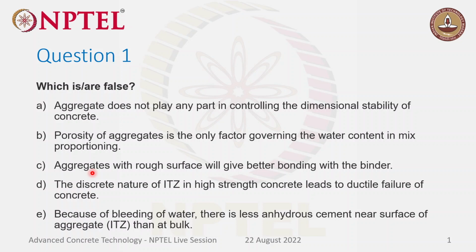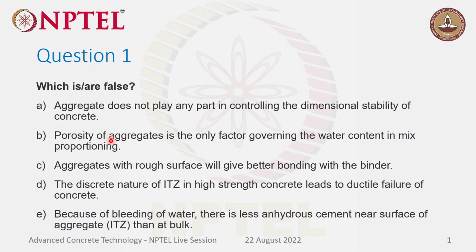Moving to the first question, you have to pick the false statements. There are 5 statements in total, and you have to pick the wrong ones. I'll read through the 5 statements and give hints on which is right or wrong. First statement: aggregate does not play any part in controlling the dimensional stability of concrete. You know that 60 to 70% of concrete is made of aggregate, and aggregate is an inert, non-reactive part. So what do you think? Will it not play any role in the dimensional stability of concrete?